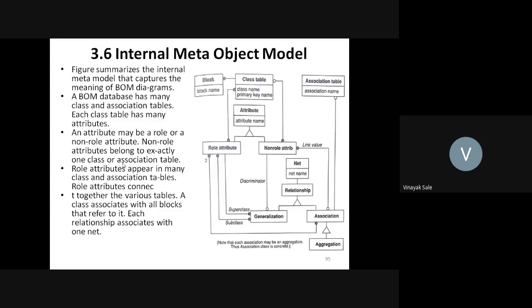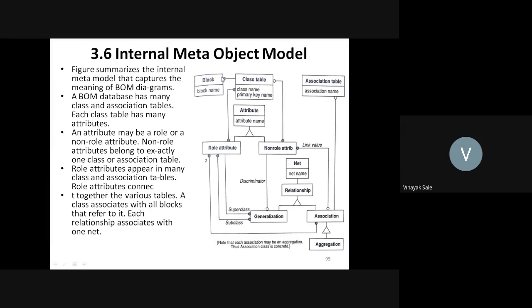Then the sixth point, the internal meta object model. This figure summarizes the internal meta object model that captures the meaning of bill of material diagrams. A bill of material database has many class and association tables. Each class table has many attributes.